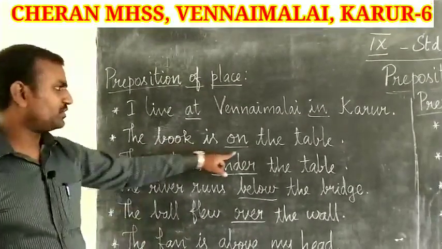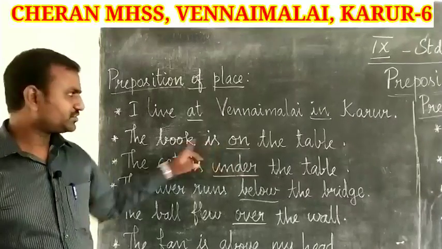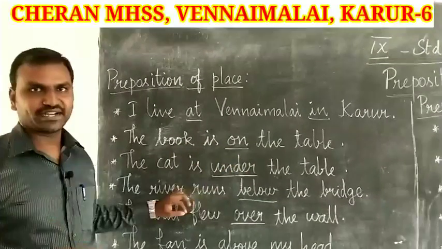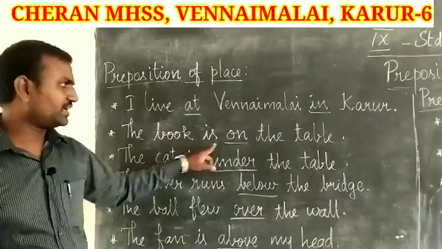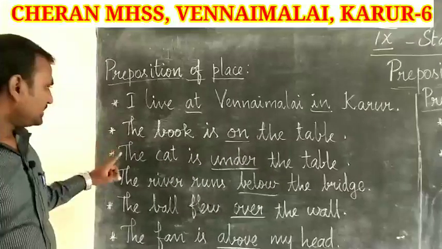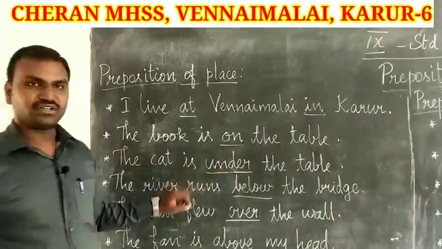The book is on the table. On refers that these two objects are in contact. It is in contact without any movement. The cat is under the table.